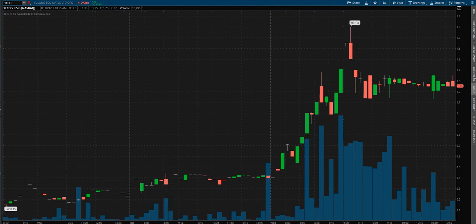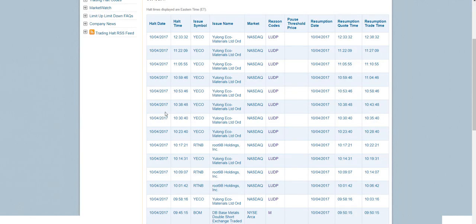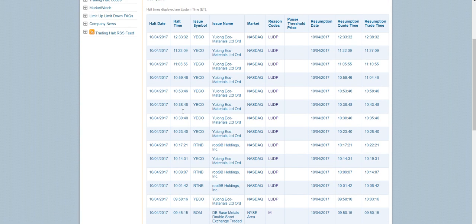The other thing I want to point out is, let's go check out trading halts. Look how many times this was halted today. 1, 2, 3, 4, 5, 6, 7, 8, 9, 10. 10 times this thing got halted. There's just no safe way to play this at all.